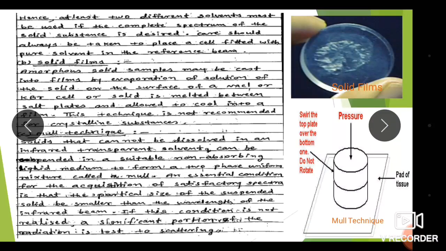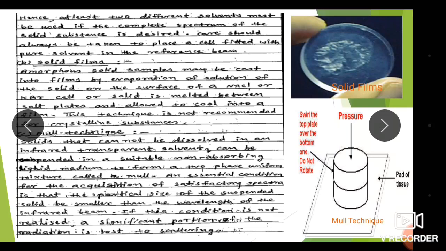Hence at least two different solvents must be used if the complete spectrum of the solid substance is desired. If we want to get a complete spectrum of the solid, then use at least two solvents. Care should always be taken to place a cell fitted with the pure solvent in the reference beam. So this sampling is done carefully, placing cells fitted with pure solvent in the reference beam.